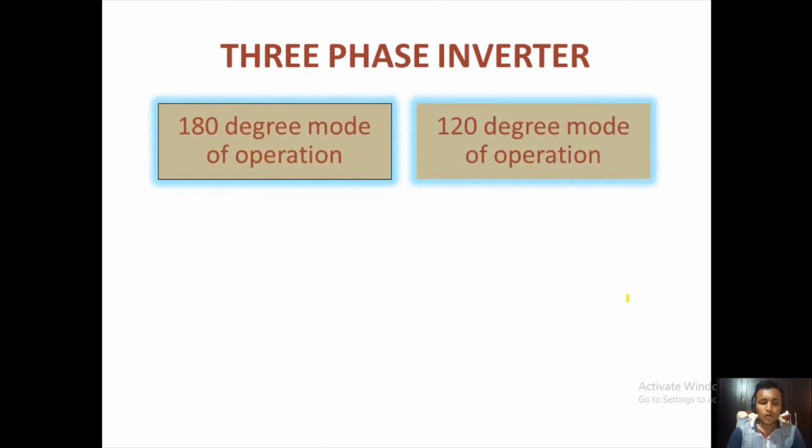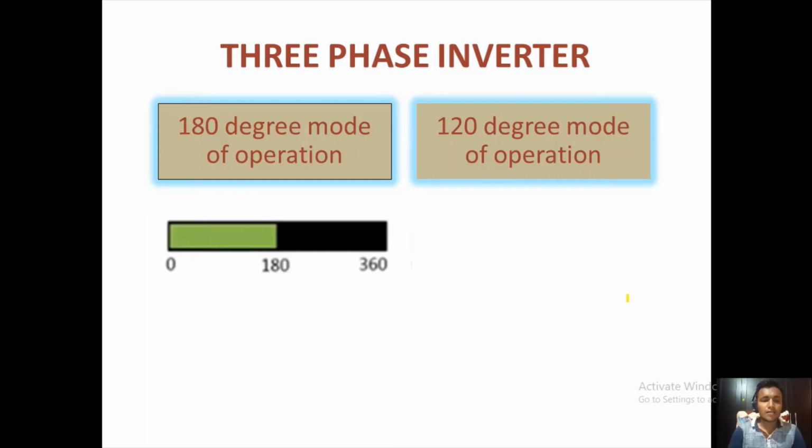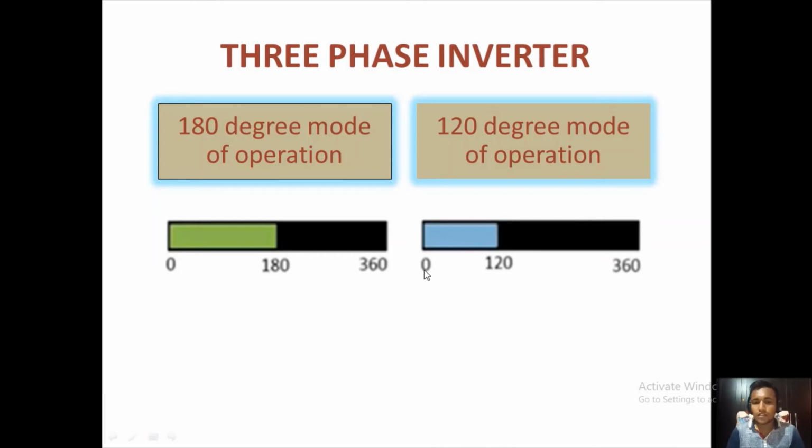In 180-degree mode of conduction, each thyristor remains on for 0 to 180 degrees, and in 120-degree mode of conduction, each thyristor remains on for 120 degrees. Means, in 180-degree mode, a thyristor remains on for 0 to 180 degrees, and in 120-degree mode, a thyristor remains on for 0 to 120 degrees. Okay. In a three-phase inverter, at any given instant of time, 3 thyristors will conduct simultaneously.